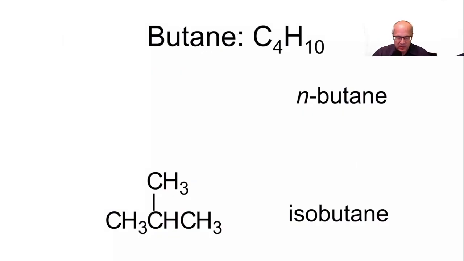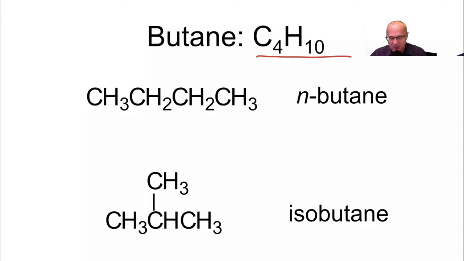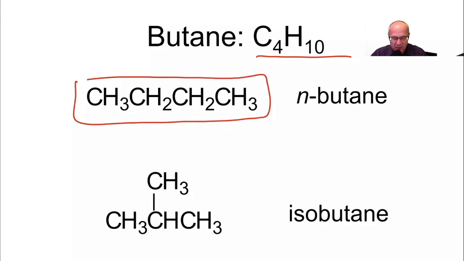Now, notice how butane, C4H10, has a couple of different constitutional isomers. Here is basically the linear form of butane. And when it's the linear, non-branching form of any hydrocarbon, you call it the N version. I don't actually know what N stands for. I think it just stands for natural or normal. So normal would just be straight chain, one carbon after another, no branching.